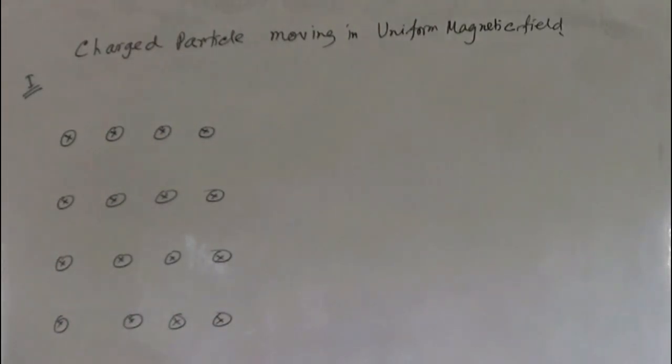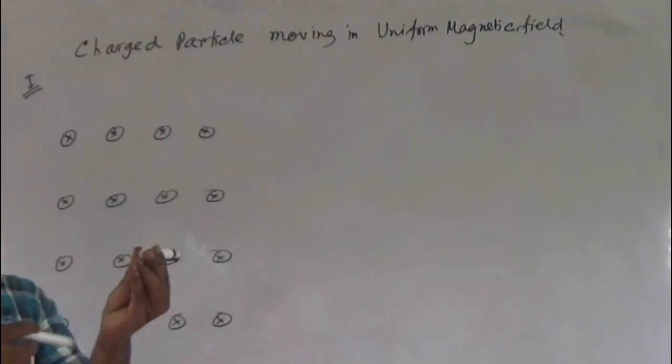Let us consider a uniform magnetic field B acting perpendicularly into the board and a charged particle of charge q and mass m enters the region of the magnetic field with velocity v perpendicular to the magnetic field. That is, the direction of v is perpendicular to the magnetic field. Clear? Now let us see.